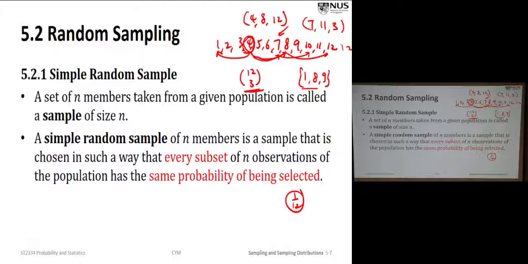So this is not considered a simple random sample. But anyway, you just have to understand that for a simple random sample, from the statistics point of view, any combination, any selection of this little n from the big population, is equally likely. So that's the main point.